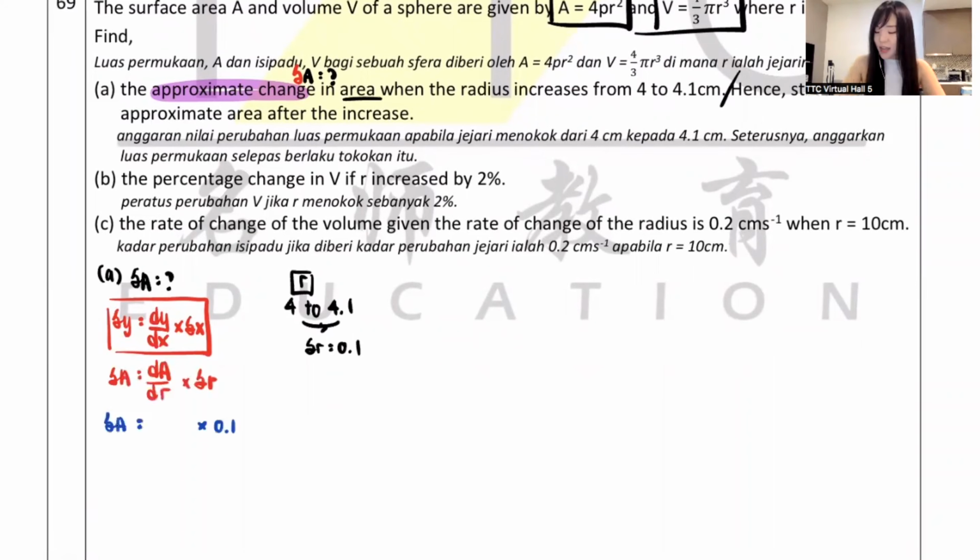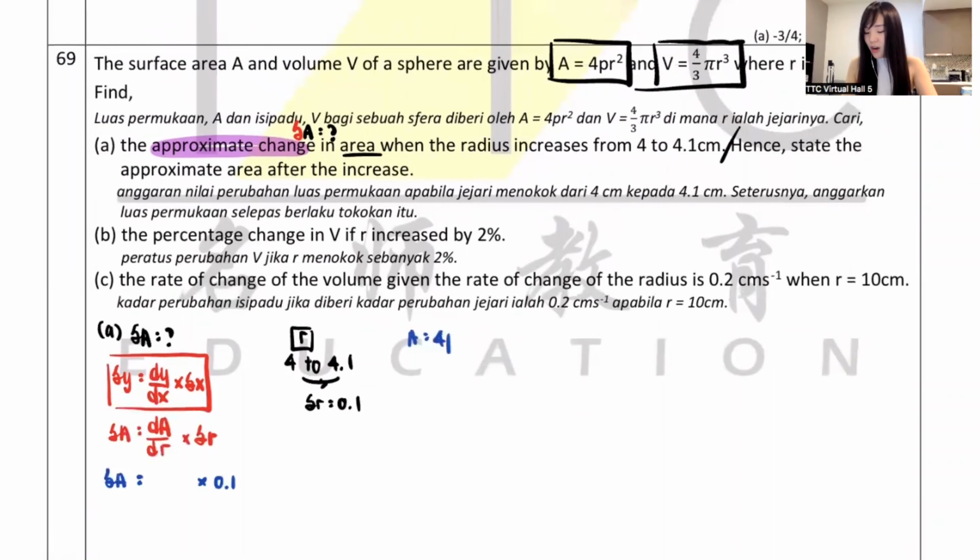How do I get dA/dr? I better have an area formula. Oh, by the way, I remember I made one mistake that I typed here. In the equation, this one is a pi, it's not P. I don't even understand why I got P there. My dear, it's a pi, okay? So the formula for the area of a sphere is 4 pi r squared. It's pi, not P, okay?